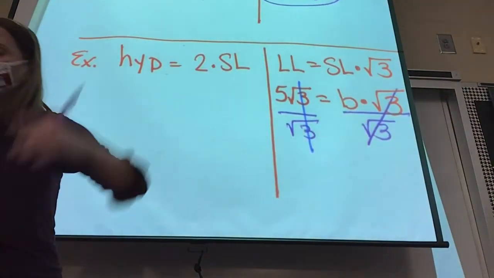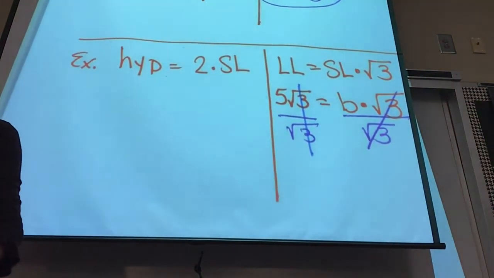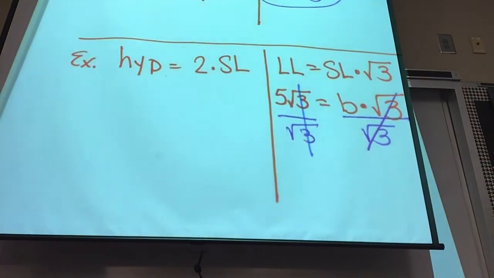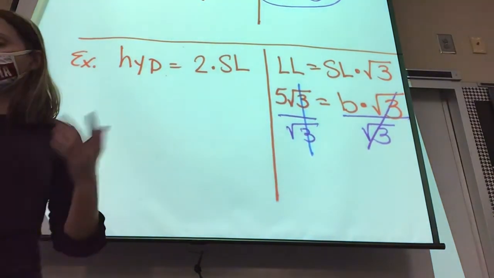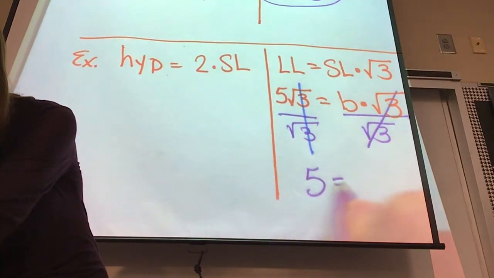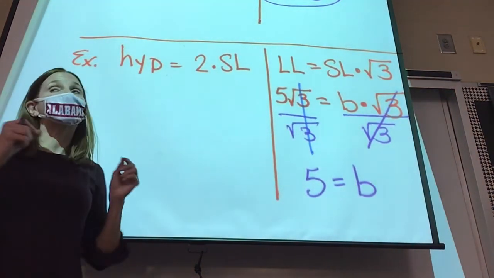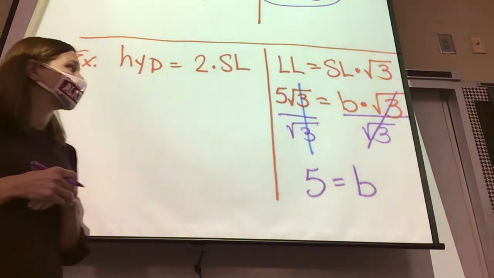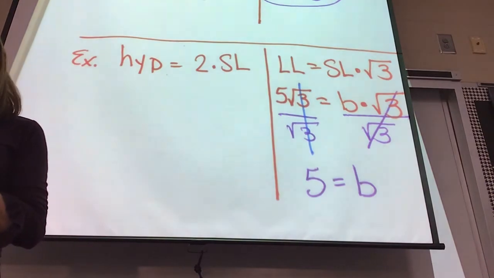So, square root of 3, square root of 3, they're both gone. So, what am I left with? 5 equals B. I'm just going to be left with B equals 5, 5 equals B, however it's written. So, as long as they are both whole numbers, or they are both the same square root, I can cancel them out. Now, I can't cancel out a square root of 3 and a square root of 2, but if they are both the same square root, they can cancel each other out. Okay? So all I'm left with is the 5.